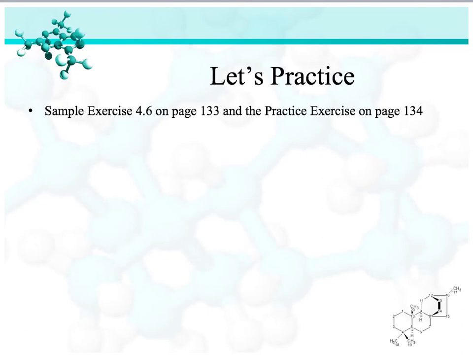All right, let's take a look at sample exercise 4.6. The first formula is CaCl2, and it would like us to classify these as strong, weak, or non-electrolytes. This is a strong electrolyte because it is an ionic compound. HNO3 is strong because it is a strong acid.